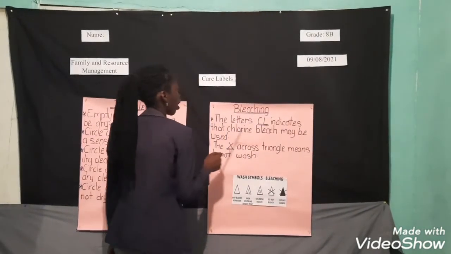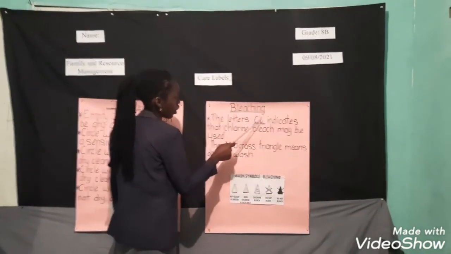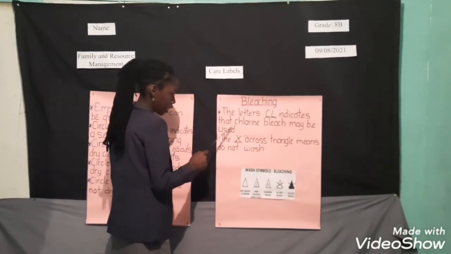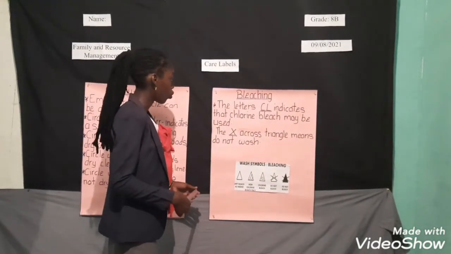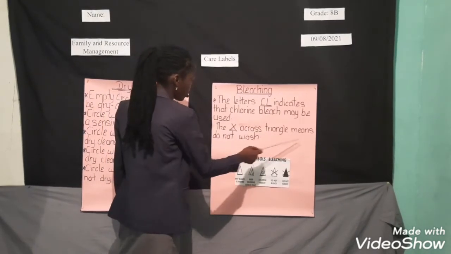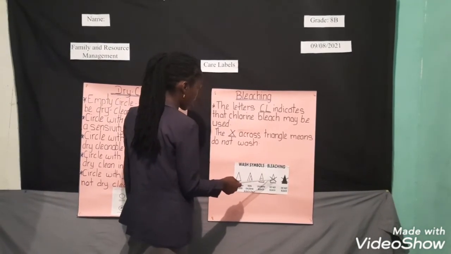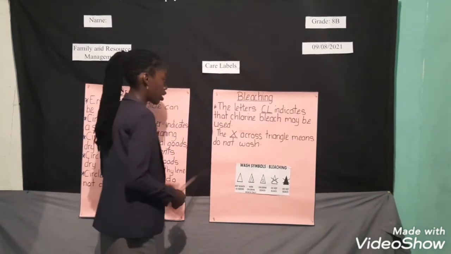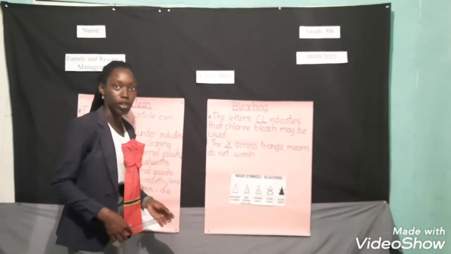And the next method we have here is bleaching. Now the letters Cl indicate that chlorine bleach may be used. And it's represented by this method, meaning the article or the garment can be cleaned using chlorine. And the final point, we have the X across the triangle, which means do not bleach. Now this is represented by this symbol with the X across the triangle, meaning the article or the garment cannot be washed with bleach. Great.